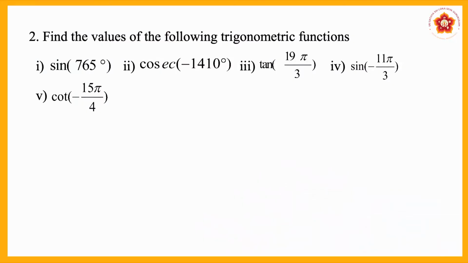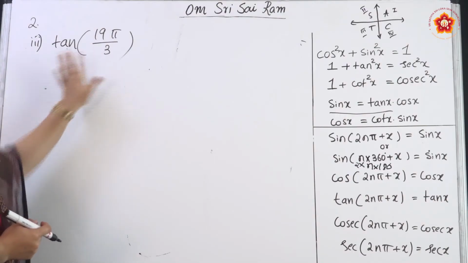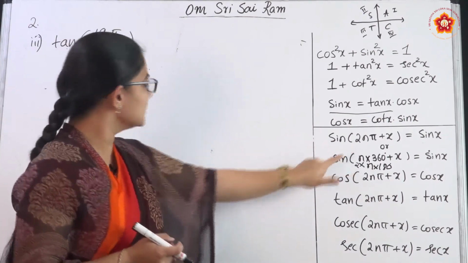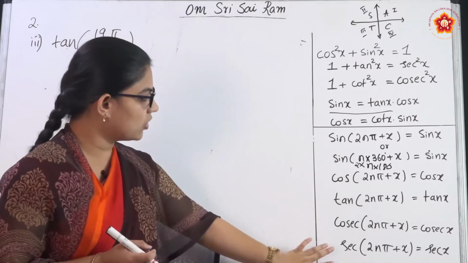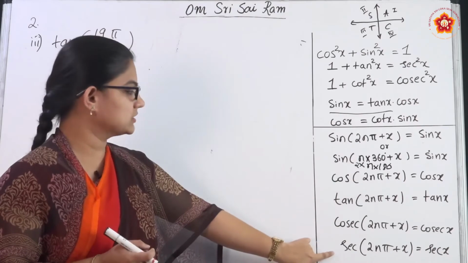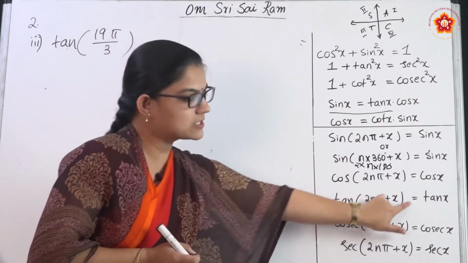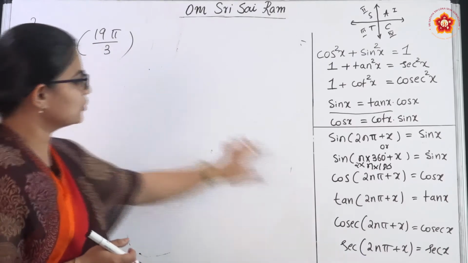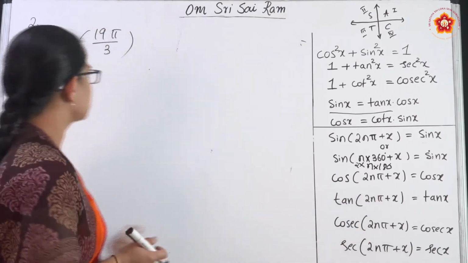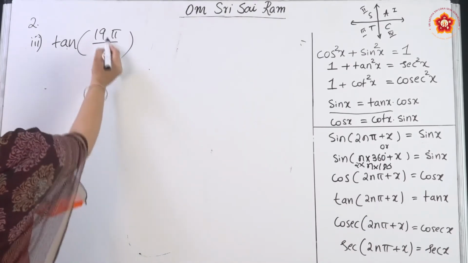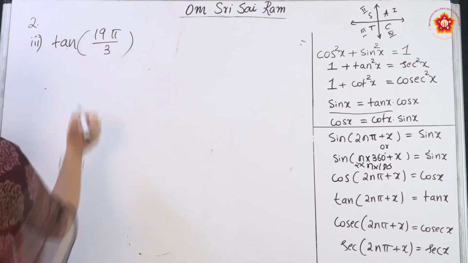Next, let us move on to the next problem. Tan 19 pi by 3. So here the angle is in the radian measure, right? So we have to use this formula, and one more thing which we can observe is that this formula is applicable for all the trigonometric functions, that is tan of 2n pi plus x is also the same as tan x, okay. So we have tan 19 pi by 3, so we have to bring it to this form 2n pi plus x. So for that, what shall we do? Let us find a number which is closer to 19 and it must be divisible by 3.